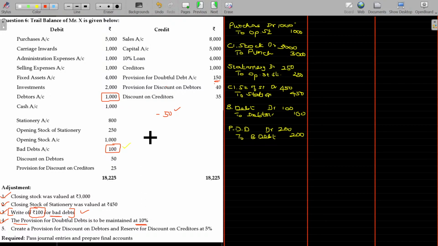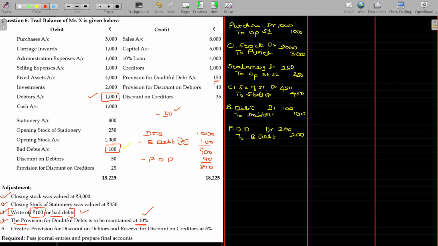Already I told you the method of preparing a working note for debtors. Debtors here being how much? 1000. From the 1000, what we have to do? We have to adjust the bad debt given in the adjustment, which is 100 rupees. Am I right? So 900 rupees. From there, provision for doubtful debts should be maintained here at 10%, so 90. 810 we have.